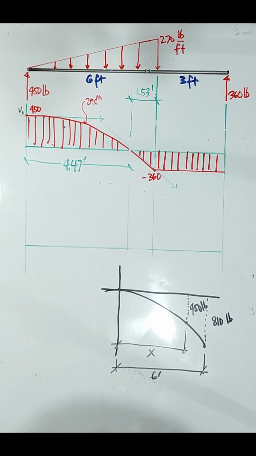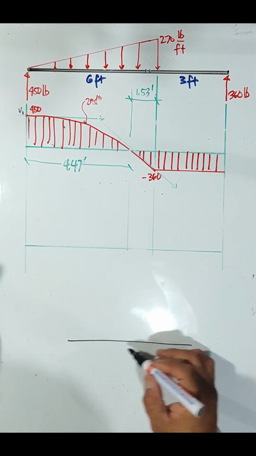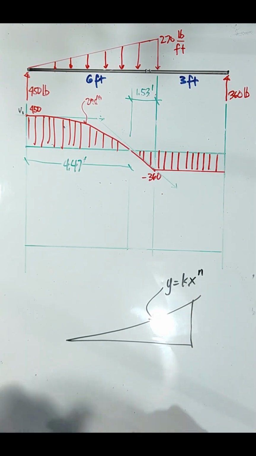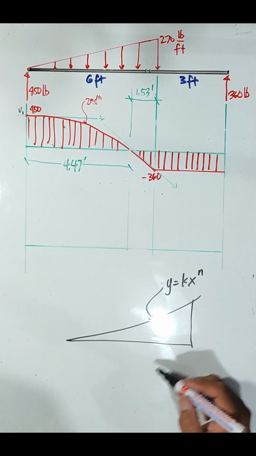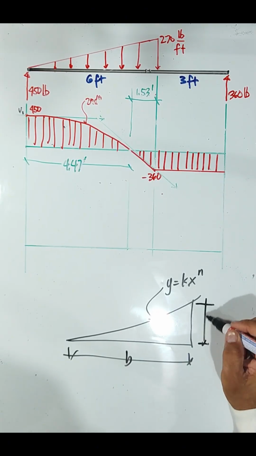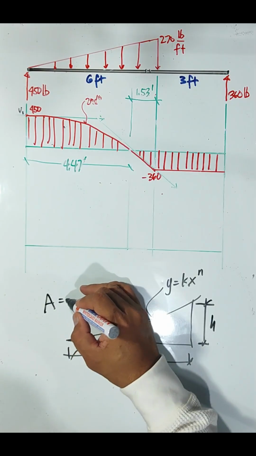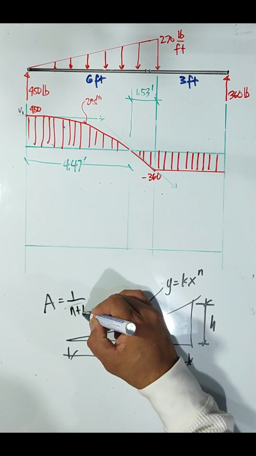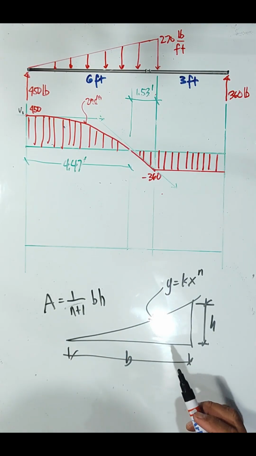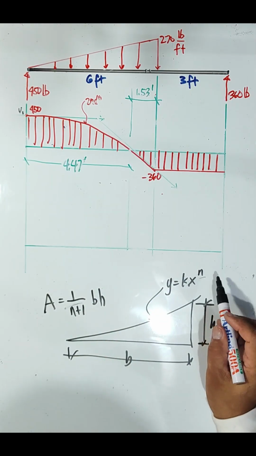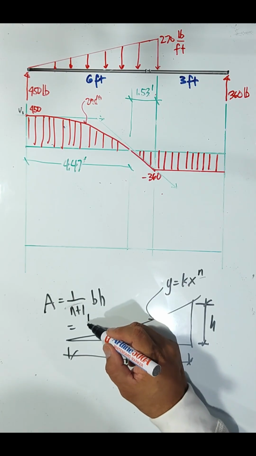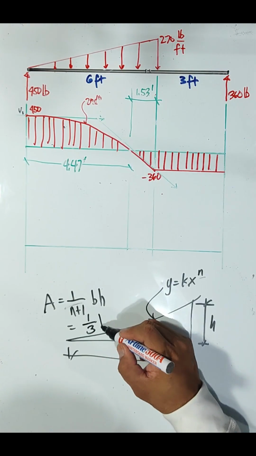For a spandrel, the curve is y equals k x to the n, where n is the degree of the curve. This is our base, this is our height. The area of the spandrel is 1 over n plus 1 times the base times the height. So in our case, this is 2, or second degree. So the area is 1 over 2 plus 1, which is 3.